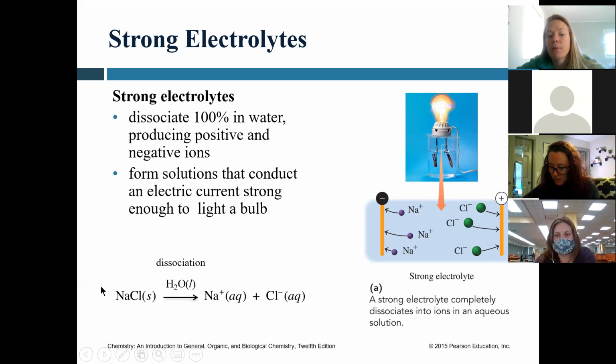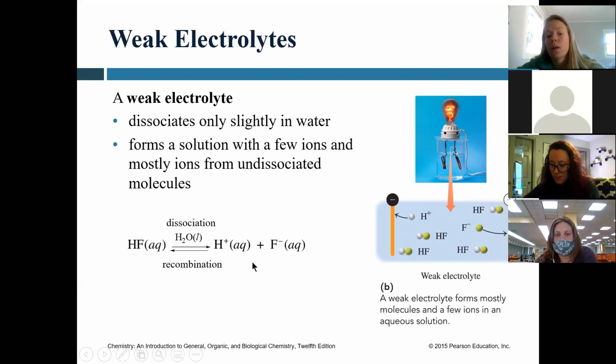One way to identify from an equation if it's strong or weak: strong will have the arrow moving just towards dissociating or breaking apart. A weak one will have arrows pointing in the dissociated direction and also the recombination. This is known as an equilibrium equation, and we'll talk a little bit more about that in the next chapter.